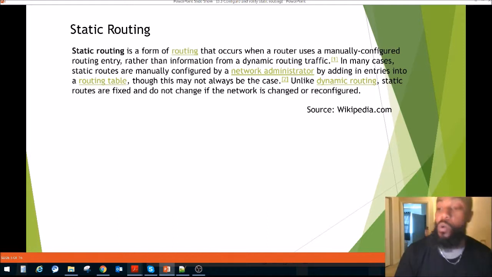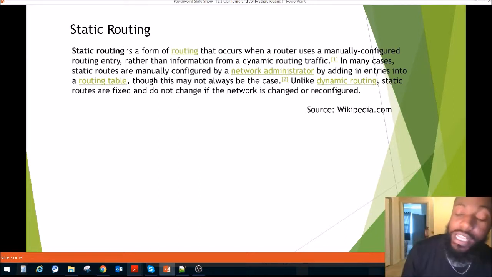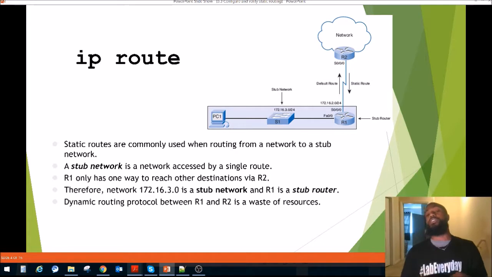However, there is a way that we could fix the static route and have kind of like a backup. We'll talk about all that later on in these slides. All right, so the way you configure a static route is real simple. You go to configuration mode of the router, and you just type in IP route. I'm going to show you the exact command or syntax.